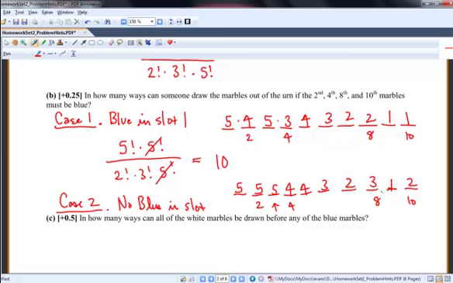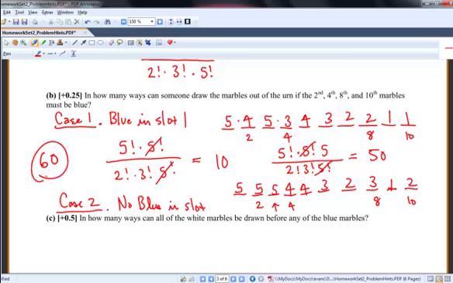So this turns out to be 5 factorial times 5 factorial times 5 over 2 factorial, 3 factorial, 5 factorial. So the 5s go, and I have pretty much 10 like what I had before. So this time I have 50. So together, that's 10 plus 50, so there were 60 total ways such that the second, fourth, eighth, and tenth marbles are blue. So totally I got 60. And I think I'll go ahead and cut this before I make part C so it doesn't get too long.